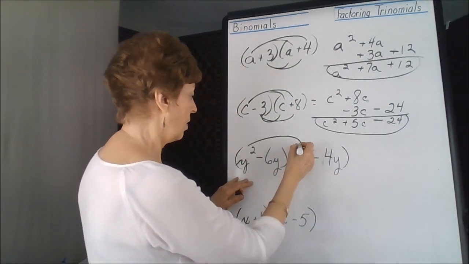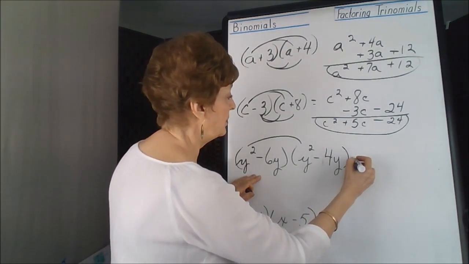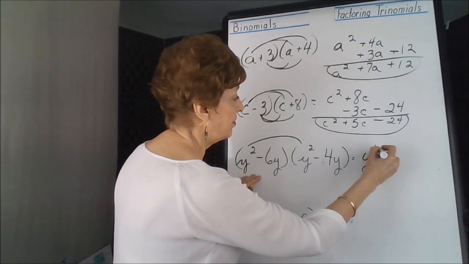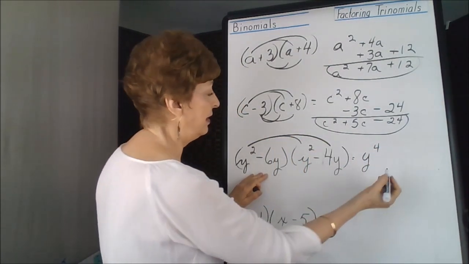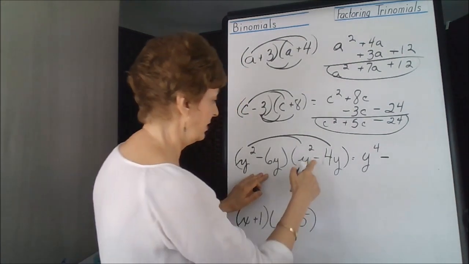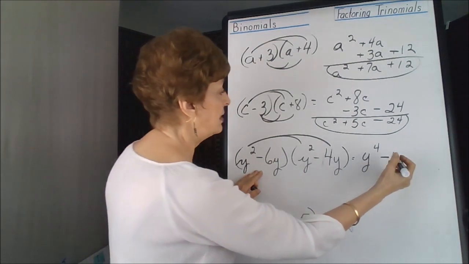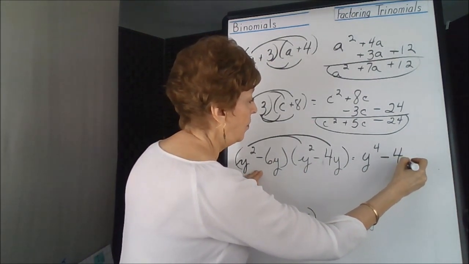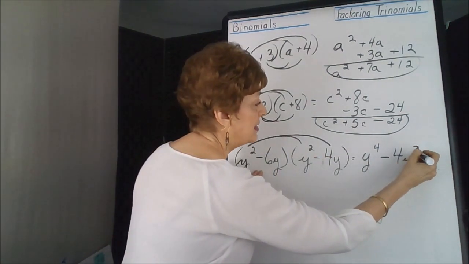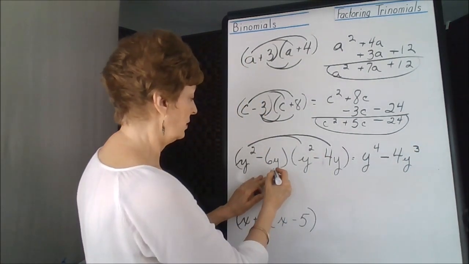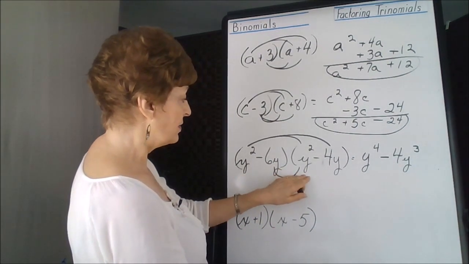Next, y squared times y squared is equal to y to the 4th. Y squared plus 4y is a negative. This is a negative and a positive, so we're going to have a negative value. This would be negative 4y cubed. 1, 2, and 3 y's are there. Under negative 6y times y squared.